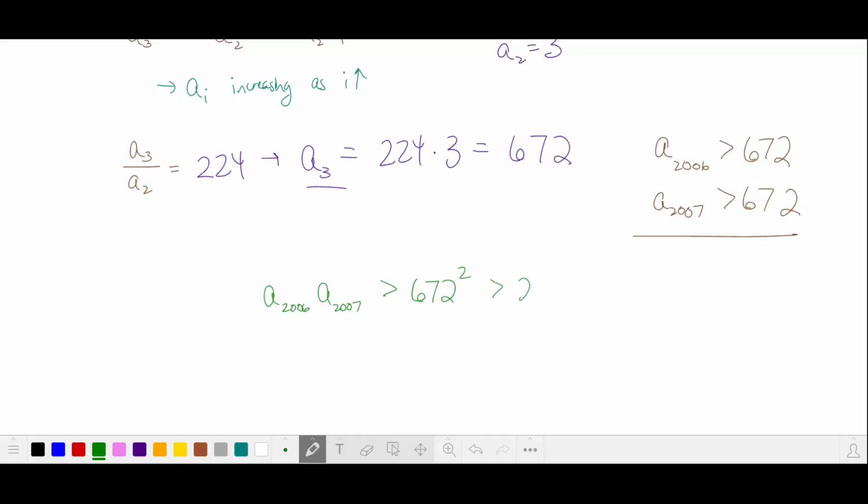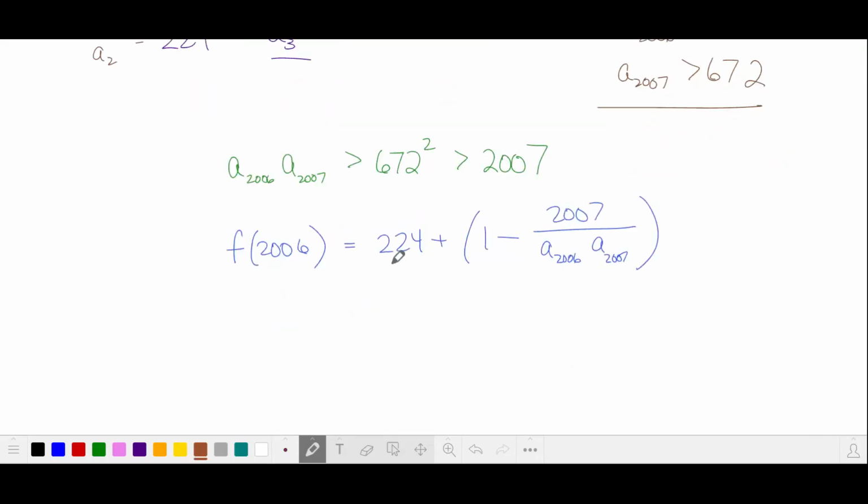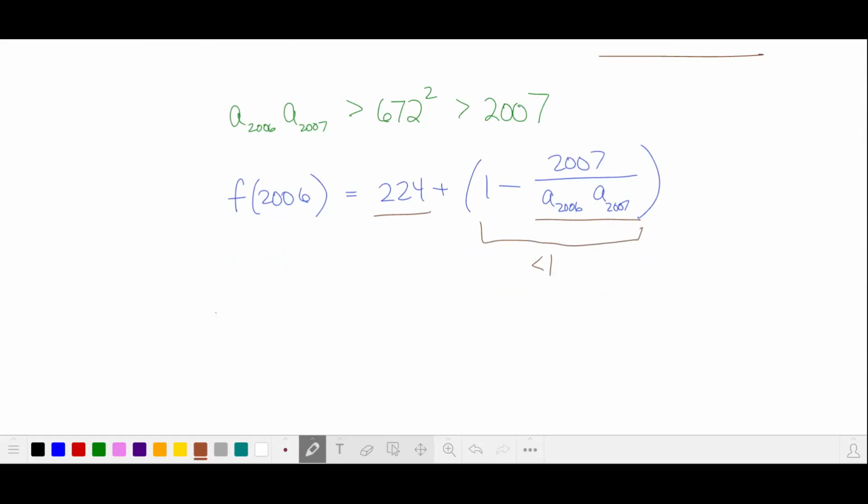This is clearly greater than 2007. So when we look back at f of 2006, we have an integer 224, and then we're subtracting a very small fraction from 1. But in any case, this expression here is less than 1. So when we take the floor, the greatest integer is going to be 224, and that's our answer.